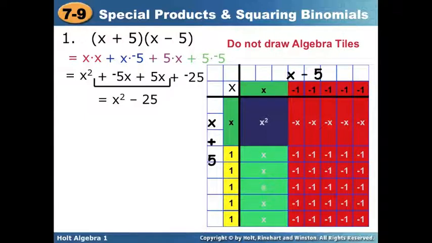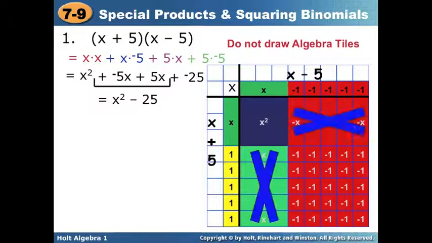So we can see here also with the algebra tiles, the middle terms cancel, leaving us just with x squared minus 25. Notice also this makes a perfect square. We always talked about when completing our algebra tiles, they need to form a rectangle. A square is a special rectangle, and we will see that with our special products when using algebra tiles.